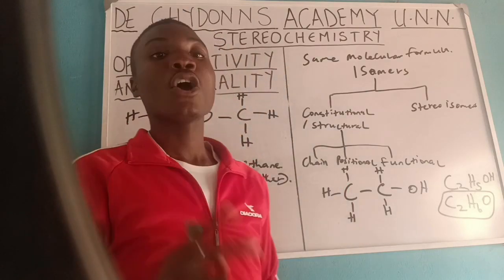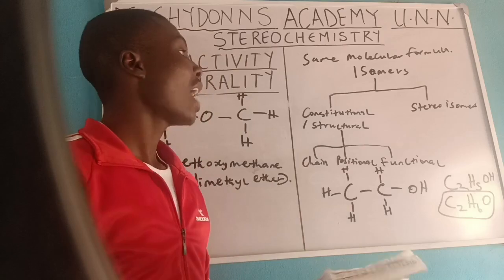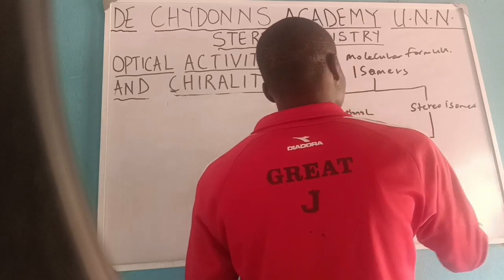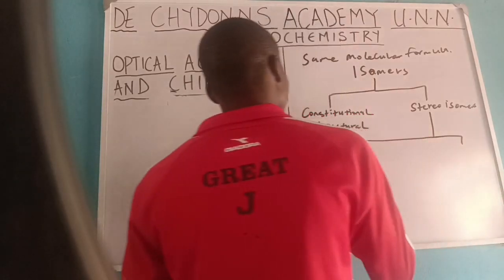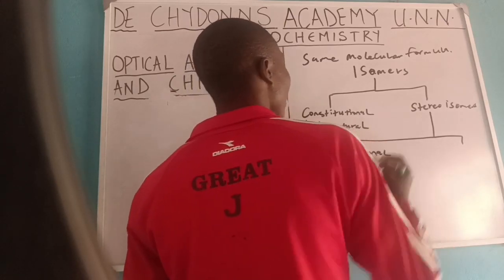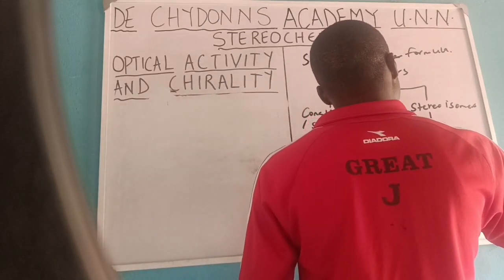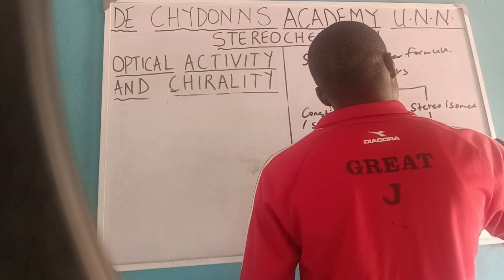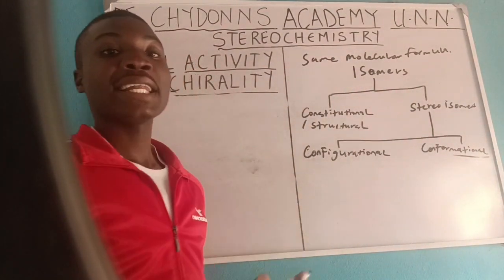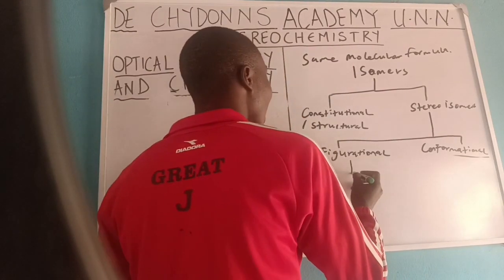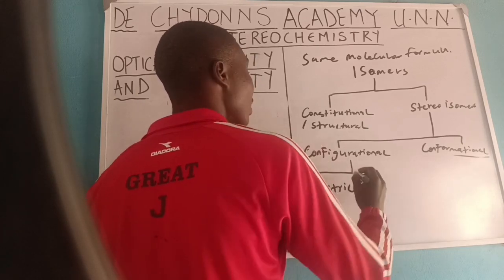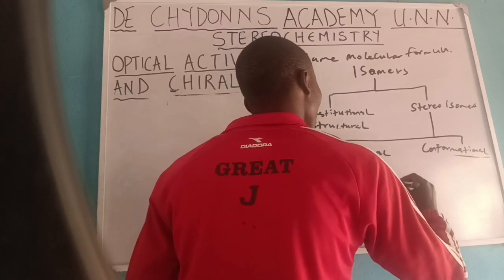And for stereoisomers, we happen to have 2 types. Stereoisomers are divided into 2: we have the configurational stereoisomers, and then we have the conformational stereoisomers. The configurational isomers are also divided into 2 categories: we have the geometric isomers, and then we have the optical isomers.